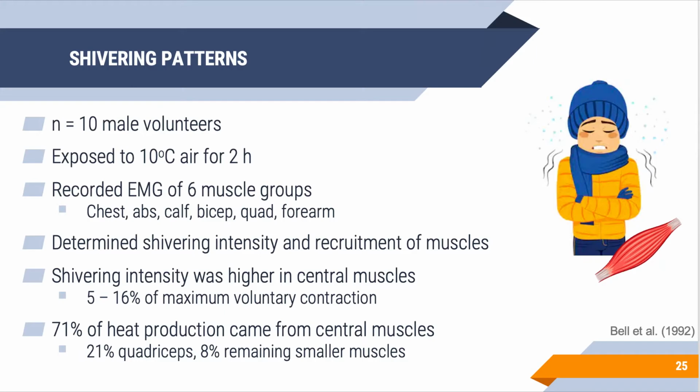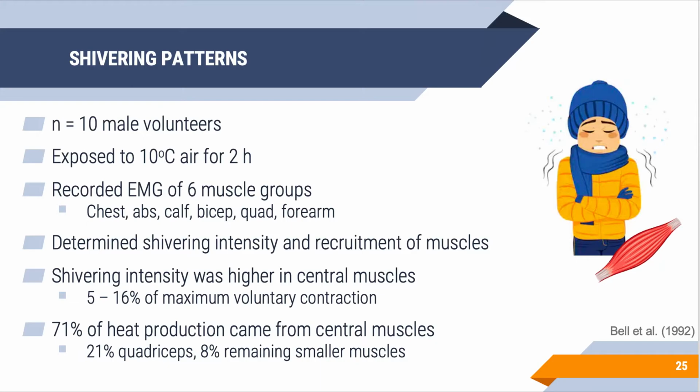So this study in 1992 by Bell et al. looked at the shivering patterns of humans exposed to a cold environment. So 10 male volunteers exposed to 10 degrees C air for 2 hours. That doesn't sound so bad, but trust me, that's pretty cold. And what they did was they recorded EMG, so electromyography, of 6 muscle groups: the chest, the abs, the calf, the bicep, the quad, and the forearm, so major muscle groups. And they determined shivering intensity relative to maximum voluntary contractions and looked at how different muscles were recruited during that shivering or cold exposure.